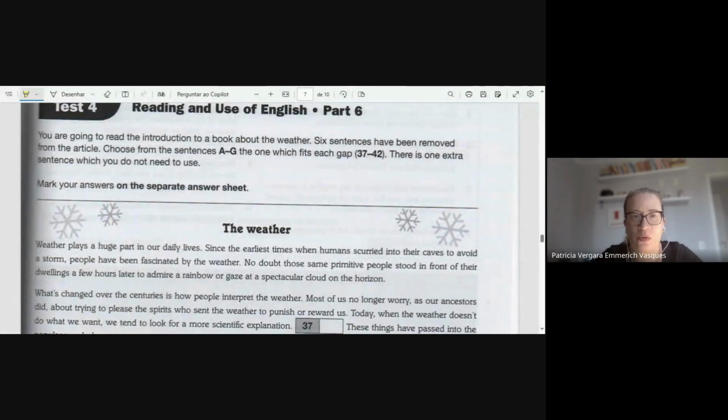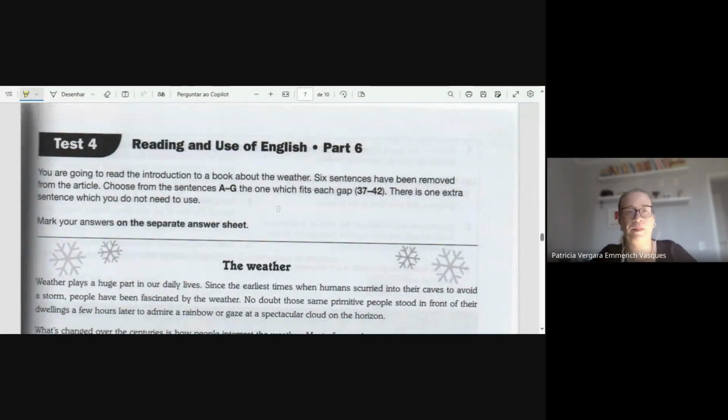Okay, so let's continue to parts 6 and 7. Let me share the, okay. So part 6 here, reading and use of English.